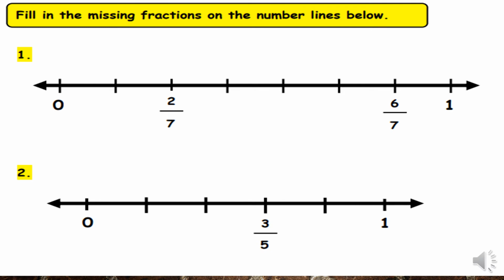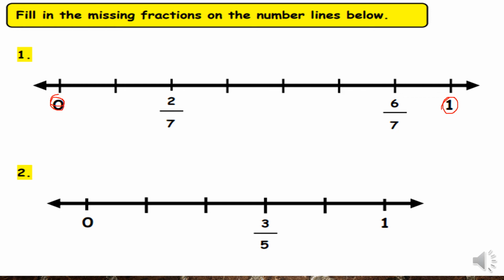Now let's solve together some exercises to make it more clear. Here I have this number line in question 1 and they said find the missing fractions on the number line below. So first I will study my number line. As you can see here, my number line starts at 0 and ends at 1, as we said before. Now I need to study also how many parts I have. Let's count together how many parts we have.